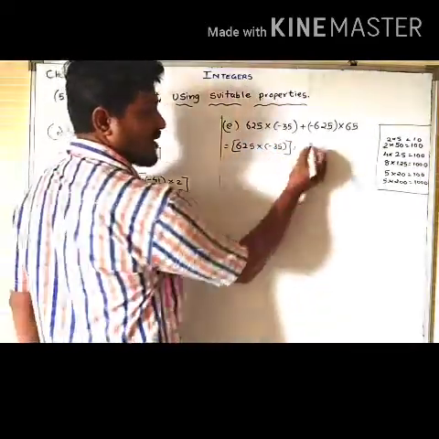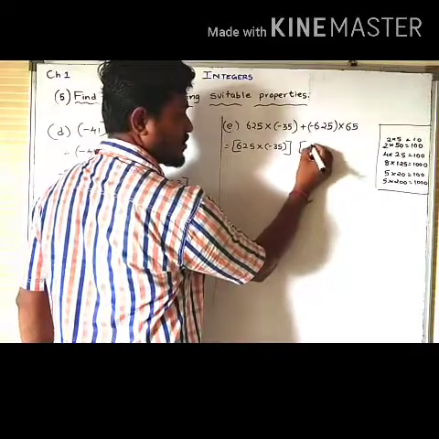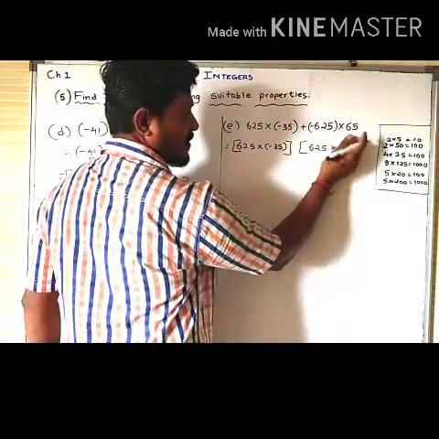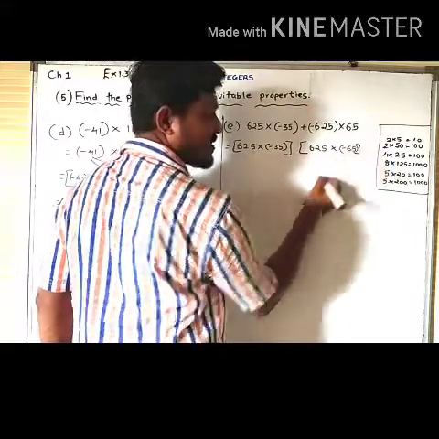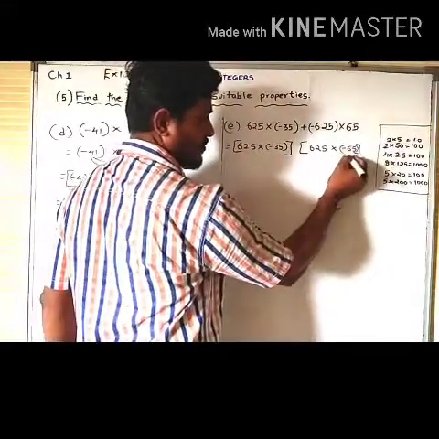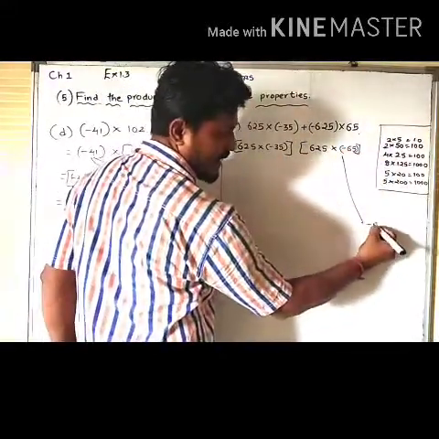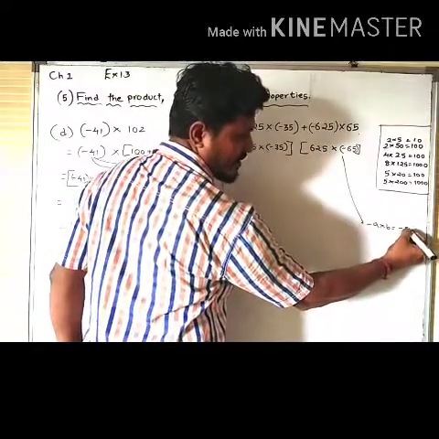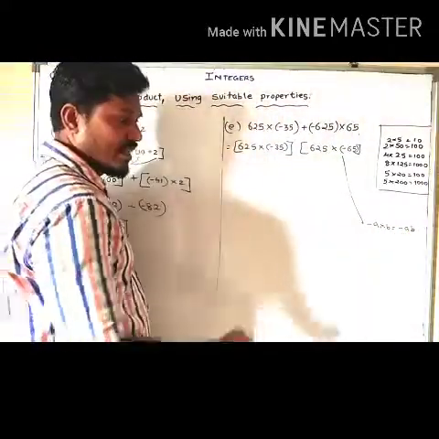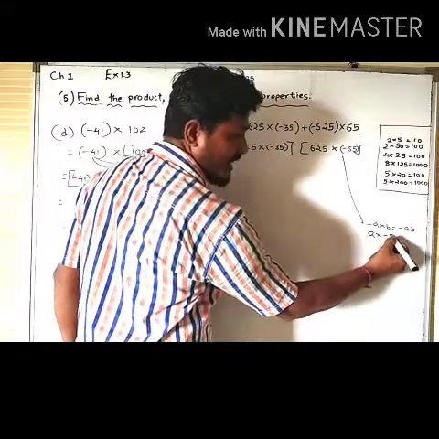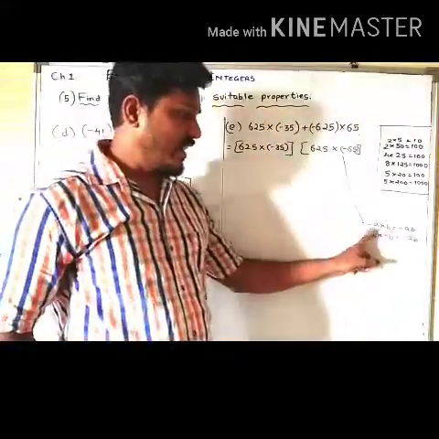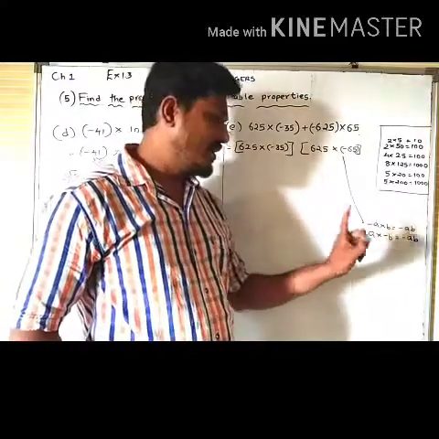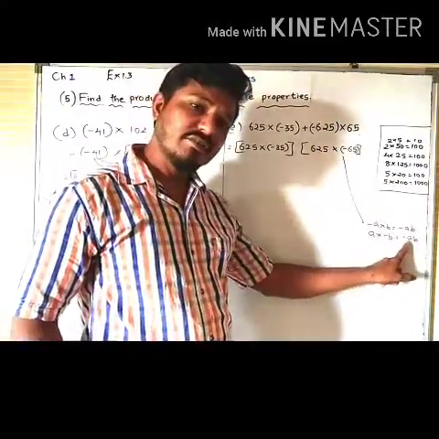Then I will make this value positive and this value negative. How did I apply this condition? See here. The product of negative A into positive B is negative AB only, and the product of positive A and negative B is also negative AB only. Means negative into positive, the value is negative only, and positive into negative is also negative only.